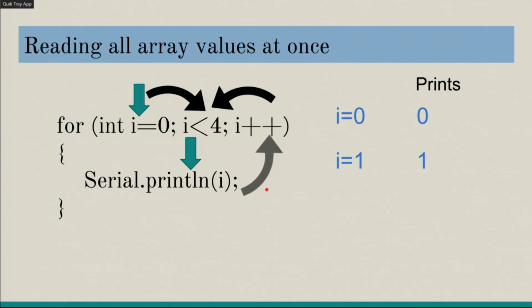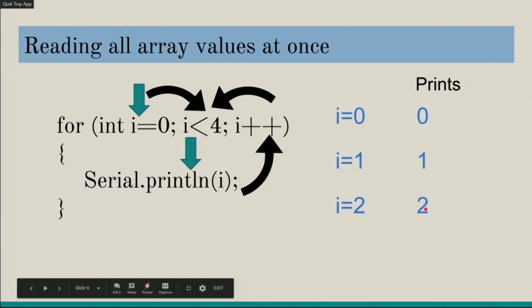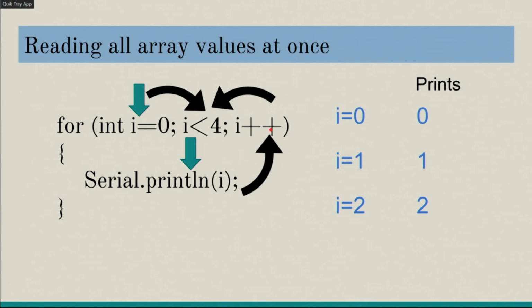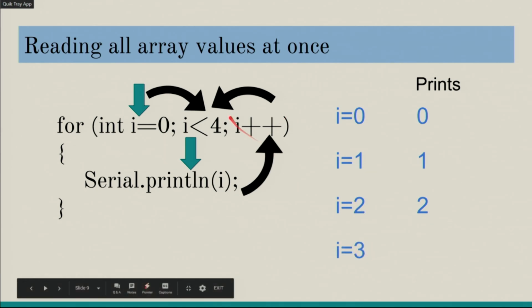Now we go in here, increment, and I becomes 2. After this, we go in here, and is 2 smaller than 4? True. 2 is smaller than 4. Then come here and print. We will see 2 on the screen. Now we go again here, and then increment I. Now I is 3.